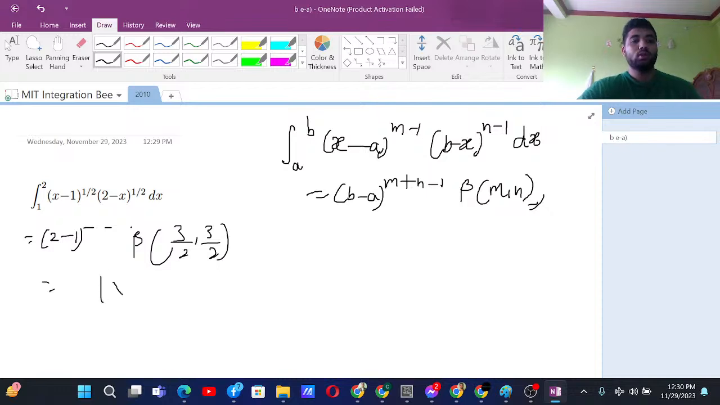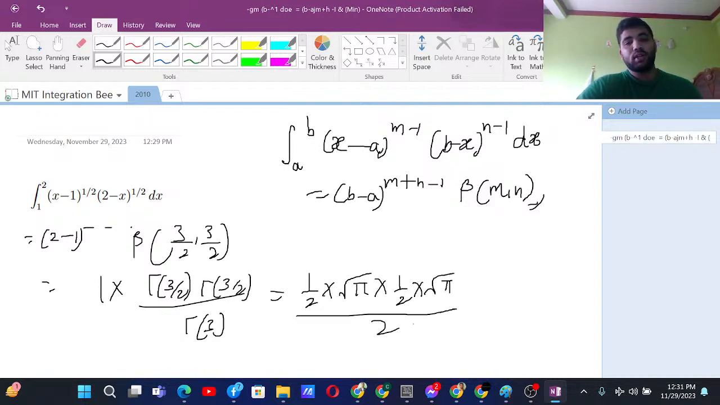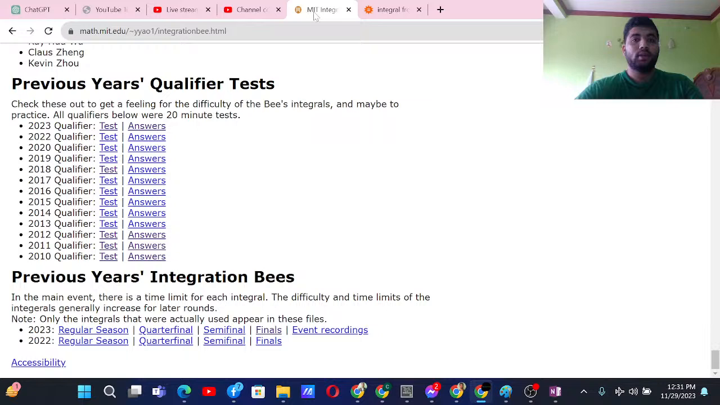So this is just 1, and then this is gamma(3/2) gamma(3/2) divided by gamma(6/2), that's just gamma(3). So this is 1/2 into gamma(1/2), which is √π. Again 1/2 into gamma(1/2), which is √π. And gamma(3) is 2 factorial, that's 2. So we have π/8 as the answer. And with this we have completed the first one of 2010. Now let's go to 2011.